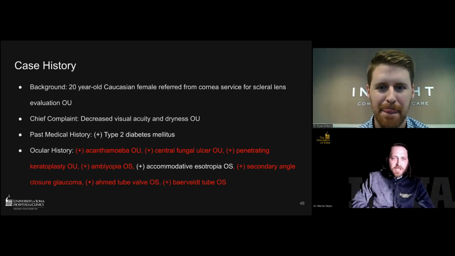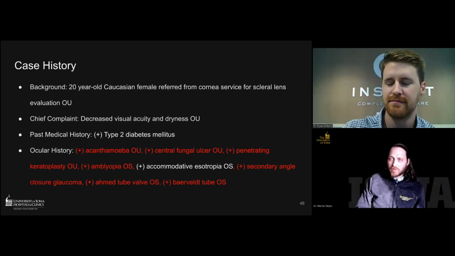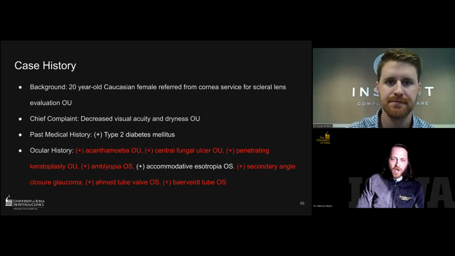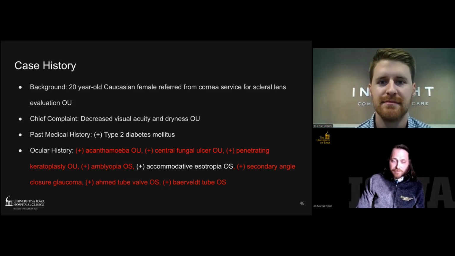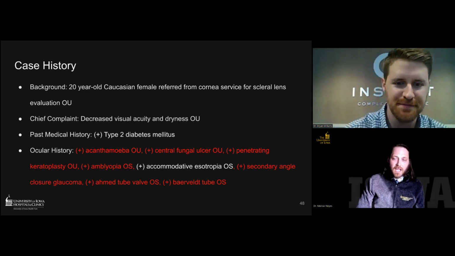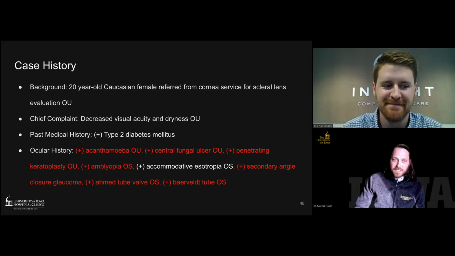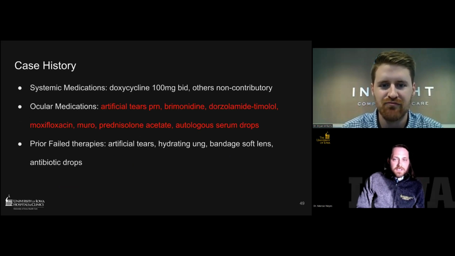So, case history with this patient, I had a 20-year-old female referred from the cornea service for a scleral lens evaluation. She had decreased vision, dryness, and her ocular history was positive for a lot of things here: acanthamoeba, fungal ulcer, PK, amblyopia, angle closure glaucoma, and 2 glaucoma surgeries. Systemic medications were not really contributory, but she was on artificial tears, glaucoma drops, pred, autologous serum, basically everything to try and keep her ocular surface healthy and with her eye pressure down low.